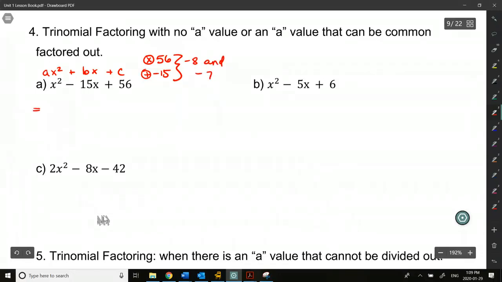Good. So when your a value can be common factored out to leave your x squared with a coefficient of 1, you can just find your numbers and put them in brackets right away. This is like easy trinomial, we just put them right in the brackets, and then we know the x-intercepts of this function are at 8, 0 and 7, 0. That's what factored form tells us.